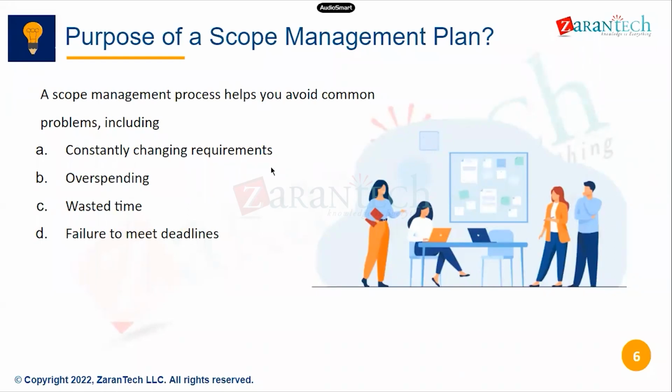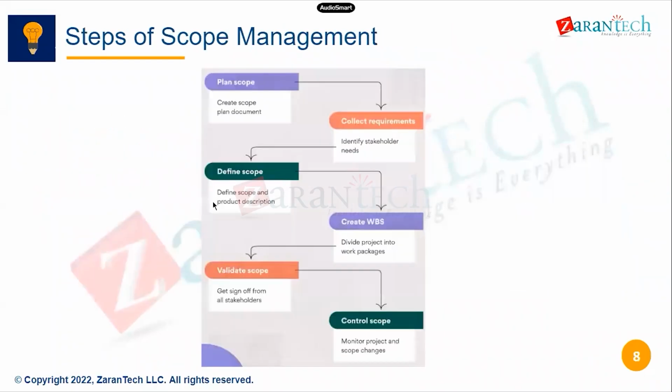So that you're avoiding wasting of time, avoiding overspending, or failure to meet deadlines. All these can be avoided. Therefore, these are the different tasks covered as part of this. First one is plan scope management. Here we are talking about how we define the scope or validate the scope.